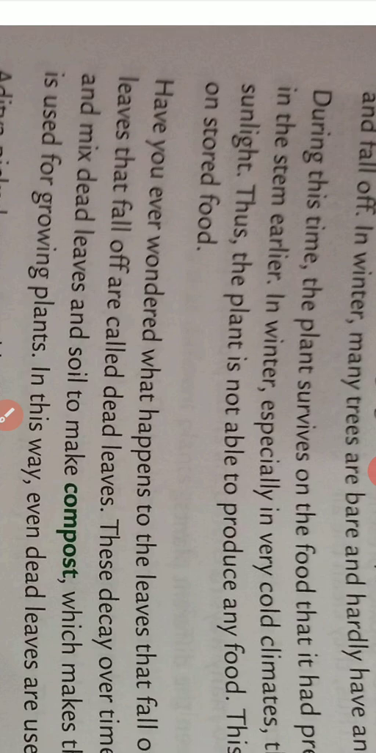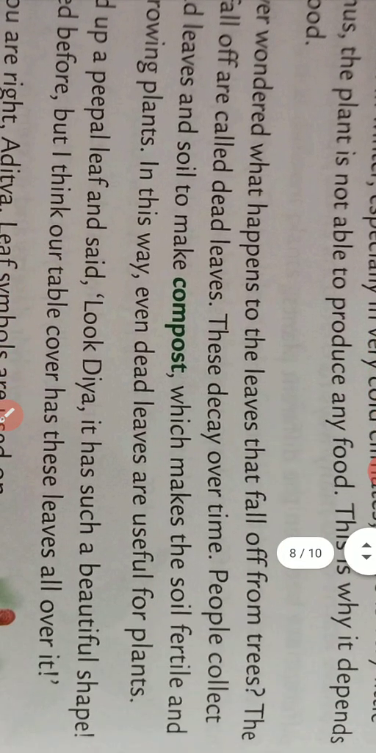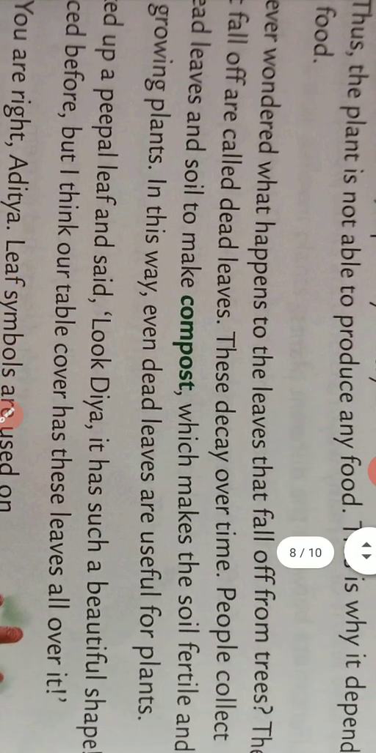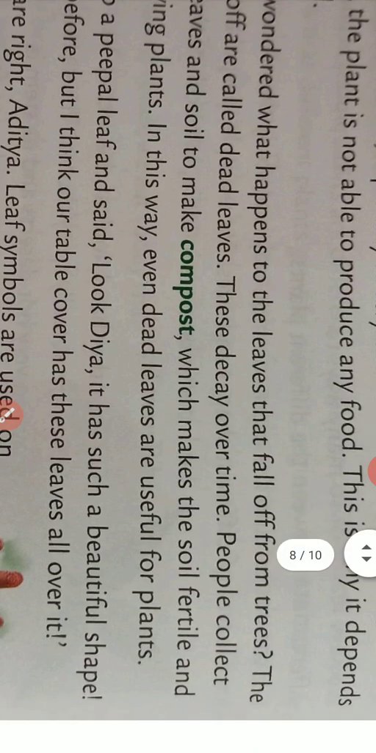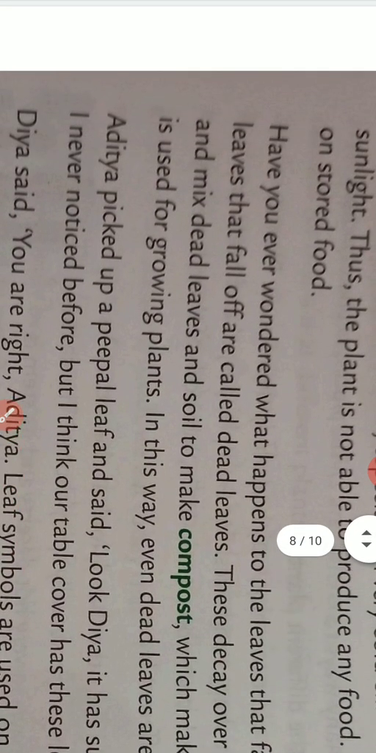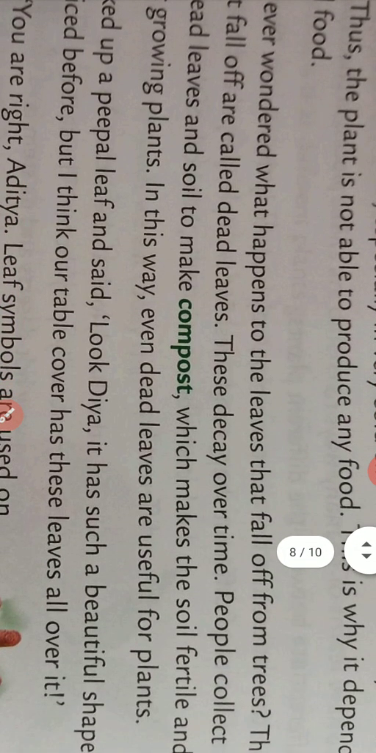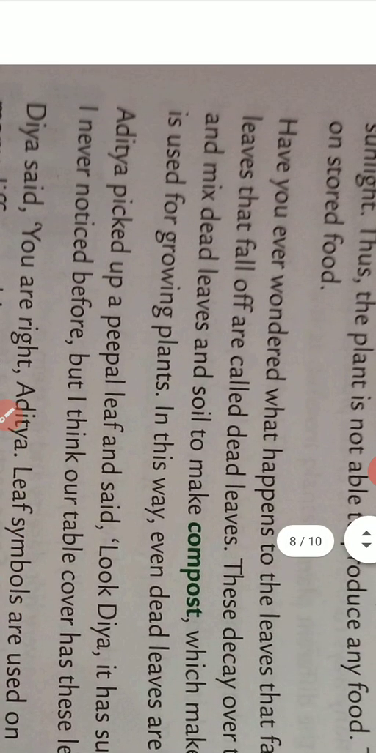Have you ever wondered what happened to the leaves that fall off from the trees? The leaves that fall off are called dead leaves. These decay over time. So what do you mean by decaying? Decay means they decompose. They decay and decompose, and people collect these leaves and mix these dead leaves into the soil and make compost.